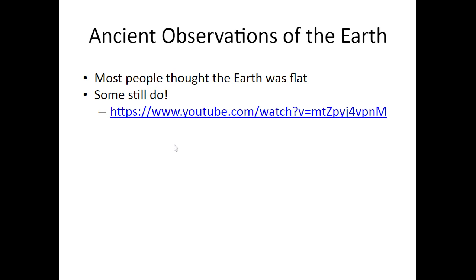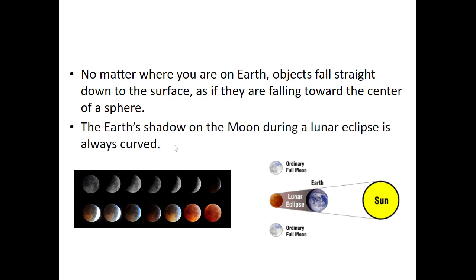So most people used to think that the Earth was flat, but now we know better. The Earth is actually a sphere. No matter where you are on Earth, objects fall straight towards the surface as if they're falling towards the center of a sphere. Because of that, we see that the Earth has a gravitational pull. It's not because we're on a flat surface and it just falls off there.